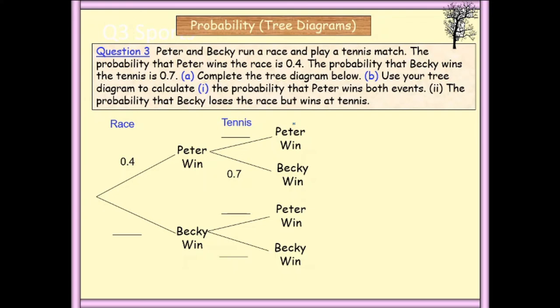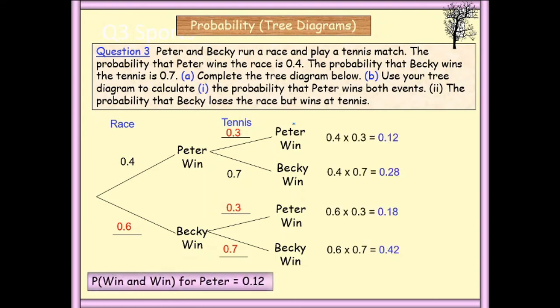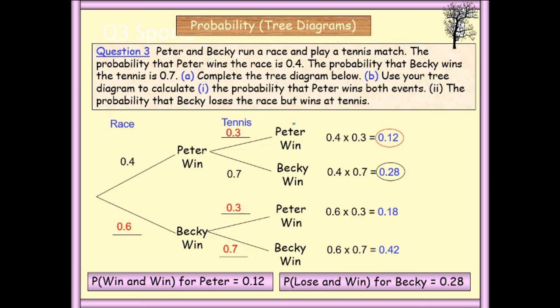Right, so for Becky to win the race, either Peter or Becky wins, there's no other option, so you can do 1 minus 0.4, which is 0.6. Same for the tennis, it's got to be 0.7 and 0.3. Work out your probabilities, check to make sure they're equal to 1, which they do. Okay. Now my 2 answers. The question says the probability Peter wins both events, which is the top one, 0.12. That Becky loses the race but wins the tennis. So loses the race, which is going to be Peter winning, but wins the tennis, which is that one there, which is 0.42.